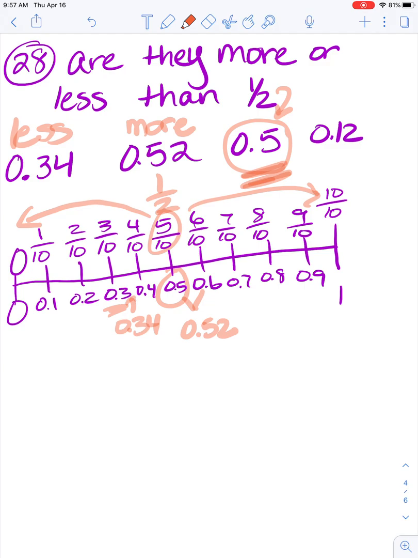My next number is 0 and 12 hundredths. Well, here is 0 and 1/10, and there's 0 and 2/10. We could also add zeros to that. So this would be 0 and 10 hundredths and 0 and 20 hundredths. So 0 and 12 hundredths would fall in between the two of those. So again, this is less than half.